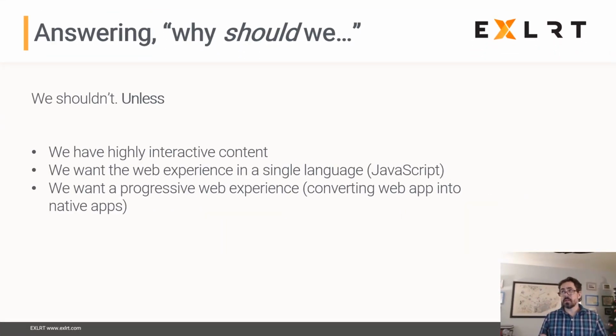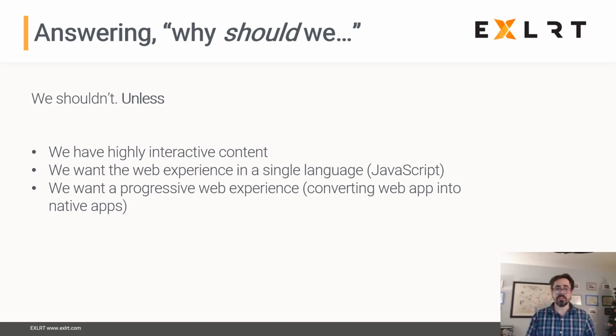And that means that we need to ask another question, which is, why should we use a single page application? And I hate to break it to you, but you shouldn't. Unless you have highly interactive content, you want a web experience in a single language, and usually you want a web experience in a single language because you want a progressive web experience, which means being able to convert a web app into a mobile app, into a native app that could live in iOS and Android and be an installable desktop client. So why should we use a SPA?